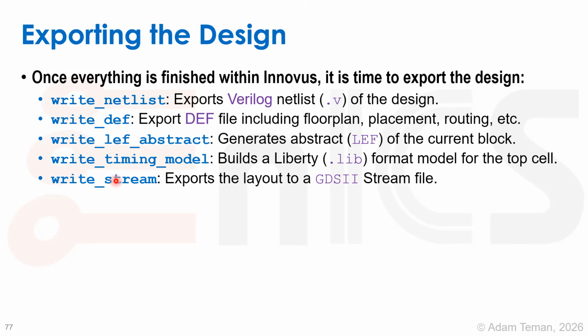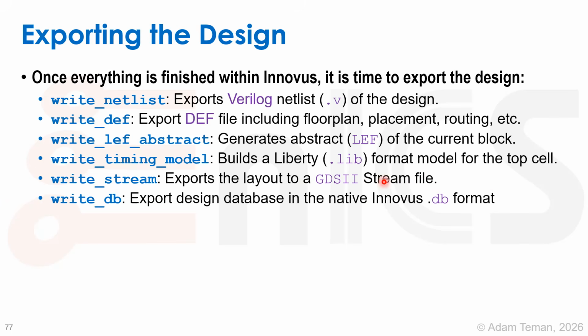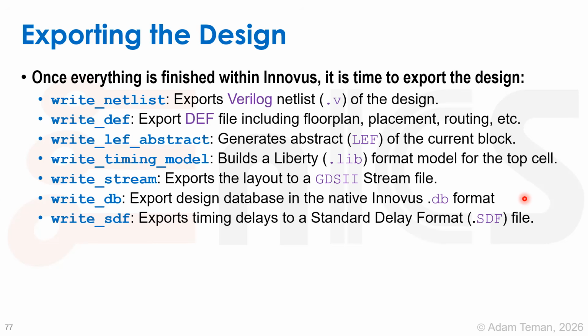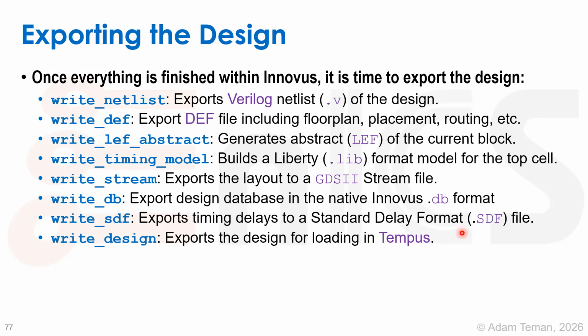GDS is called a stream file, so write stream is the command to export a GDS file. Write DB exports the design database in the native Innovus DB format, and that enables us to load our design back into Innovus or Genus or the different tools. Write SDF exports delays to a standard delay format file, so that enables us to run some sort of external timing file, which tells us the different cells and what their delays are going through them.